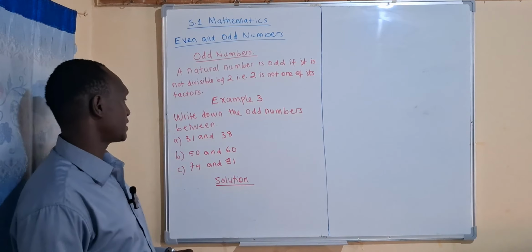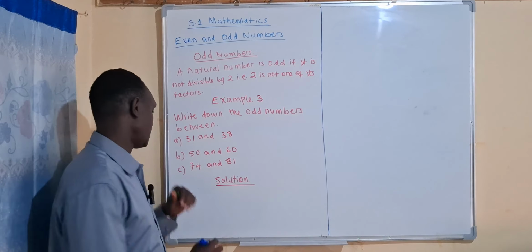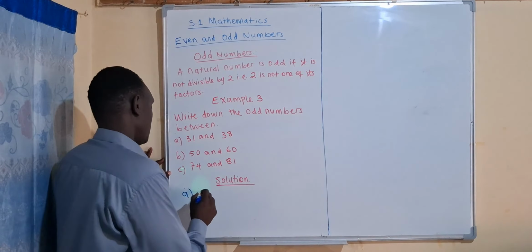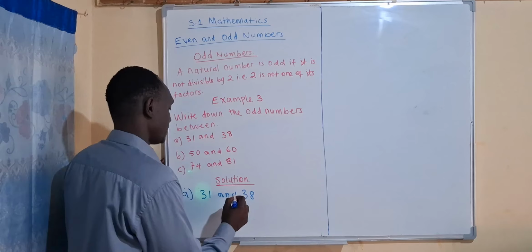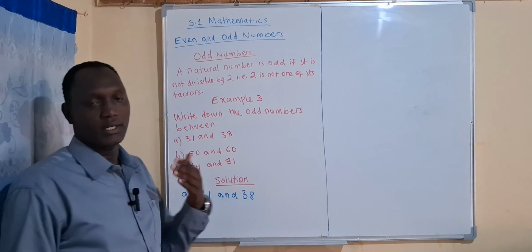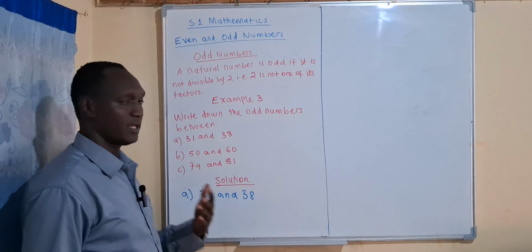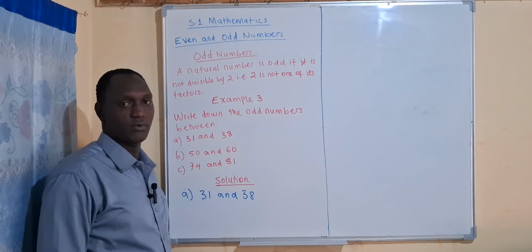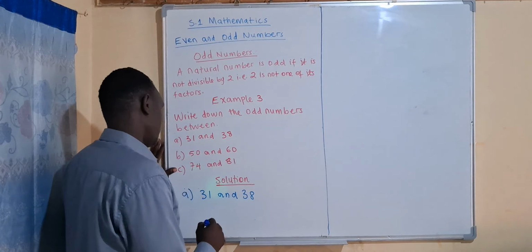So let's look at this example 3 that says, write down the odd numbers between, part A says, between 31 and 38. What is the first step? We need to first know what are the natural numbers that are lying between 31 and 38, and then we go ahead to deduce which ones are odd. In other words, we deduce which ones are not divisible by 2.